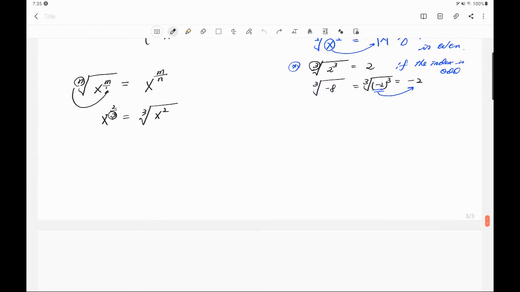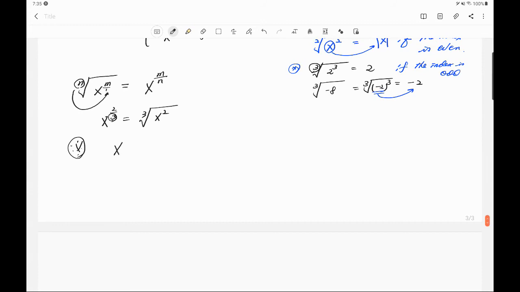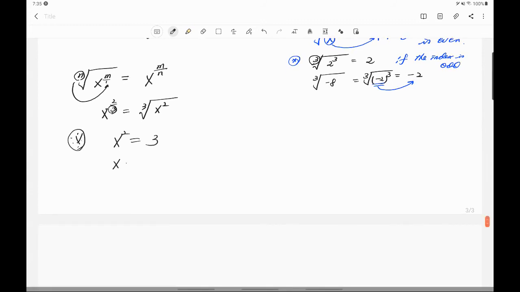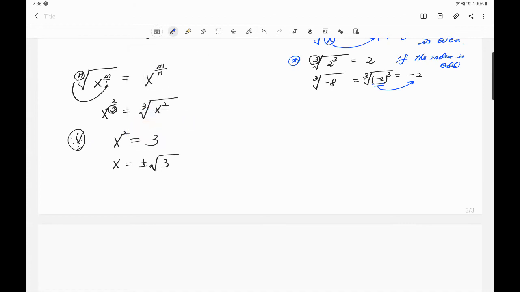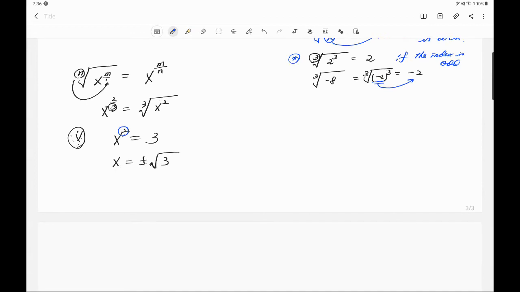Okay, and then there's another important property. Let's say x squared equals 3. Then always x is plus or minus the square root on the right hand side, always. So if the exponent is 2, even, then always make it plus or minus. There are positive numbers and negative numbers, always. Keep this in mind.